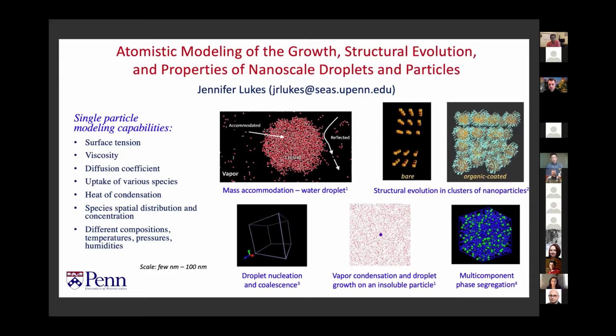What we do is atomistic simulations, and we can calculate things like mass accommodation coefficients. We can look at structural evolution if we put clusters of nanoparticles into different environments. We can observe uptake, we can observe phase segregations, we can watch movies basically of vapor condensing onto different types of particles. We can observe nucleation and coalescence of different types of droplets. And so we can model things like surface tensions, viscosities, diffusion coefficients, various types of uptakes, spatial distribution of different types of species. We can look at morphologies and their evolution.